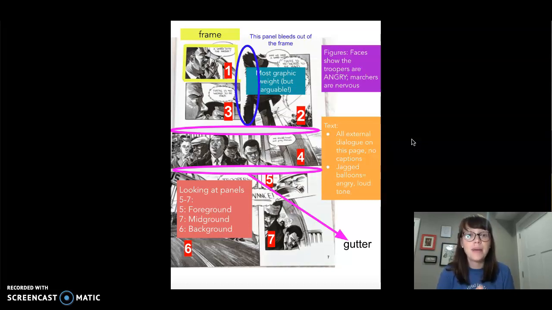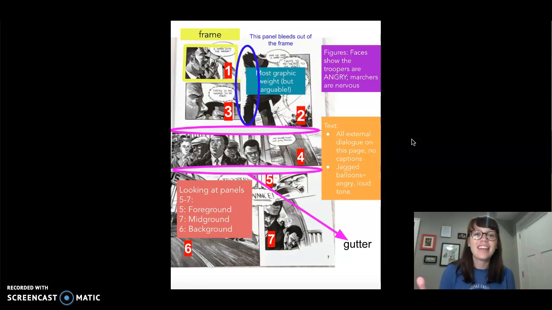So back to panel number 5. He is yelling and he is angry because the speech balloons are jagged. Panel number 1, he is yelling, but there's no indication that he's angry about it because the speech balloon has a very smooth line encapsulating the text. And there you have it.